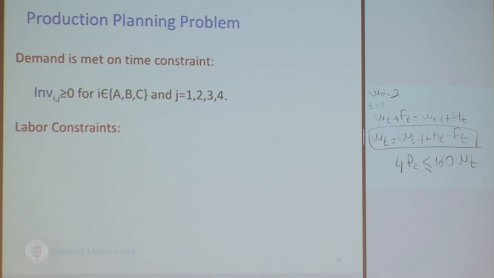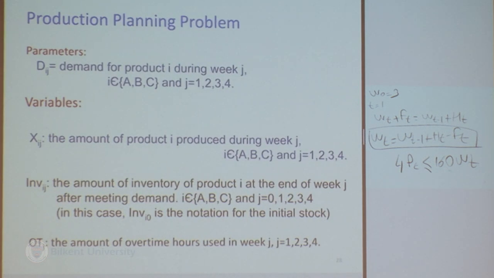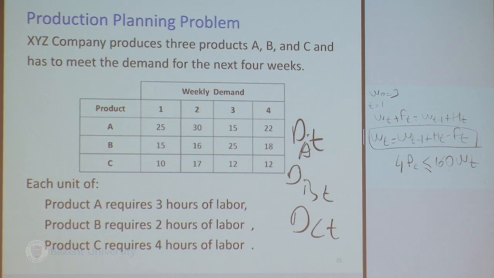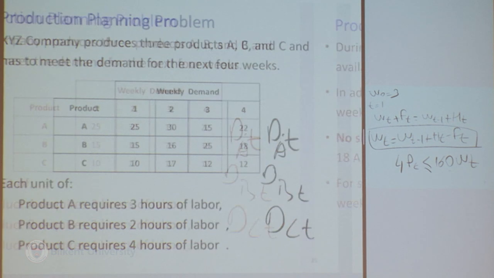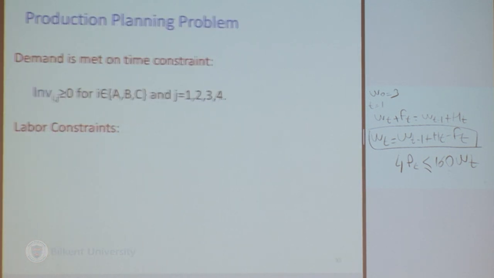What else? Labor. Remember, there are regular hours and overtime, and I also have these requirements here. Product A requires 3 hours of labor, B requires 2, C requires 4. Okay, let me go back to the correct slide.